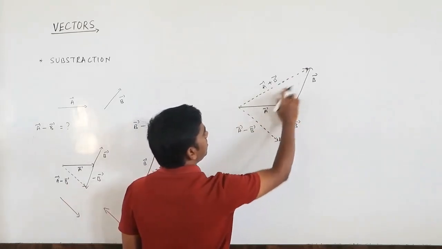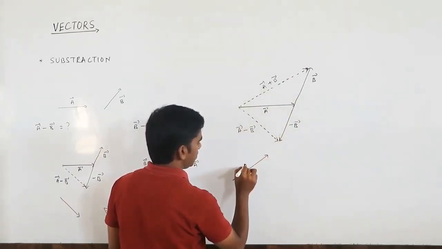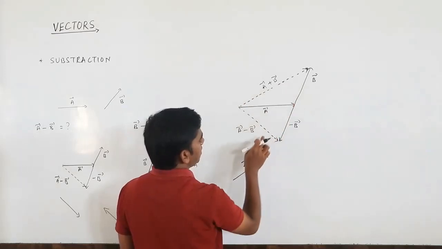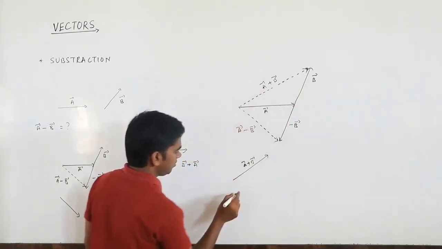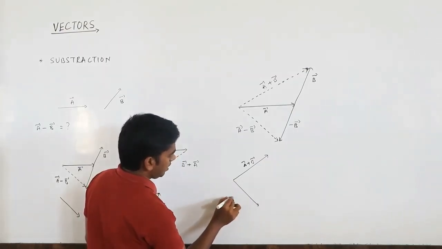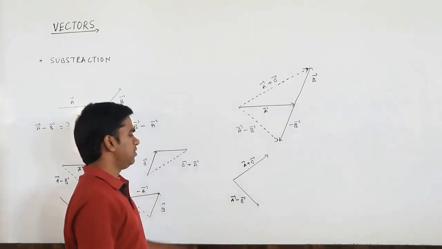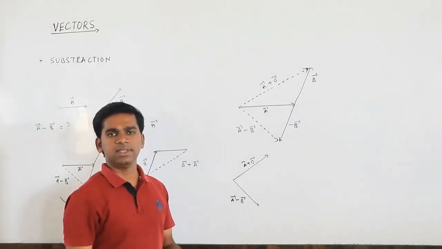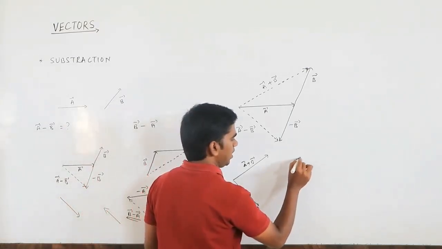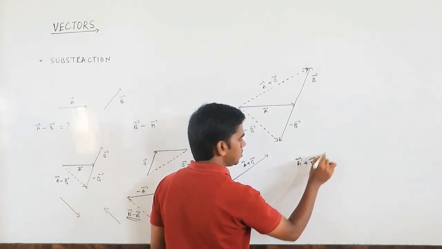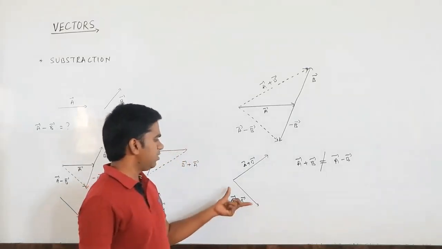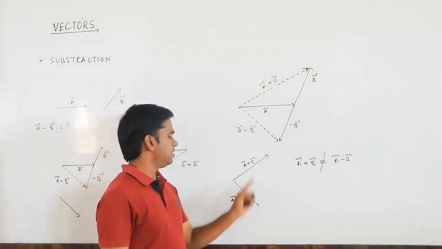Now vector a plus b is this one. What about vector a minus b? It is not exactly this much length. The length is different and the direction is also different. So a minus b will be here. If you look at these two, you can easily understand that vector a plus b is not equal to vector a minus b, because the magnitude is different and the direction is also different.